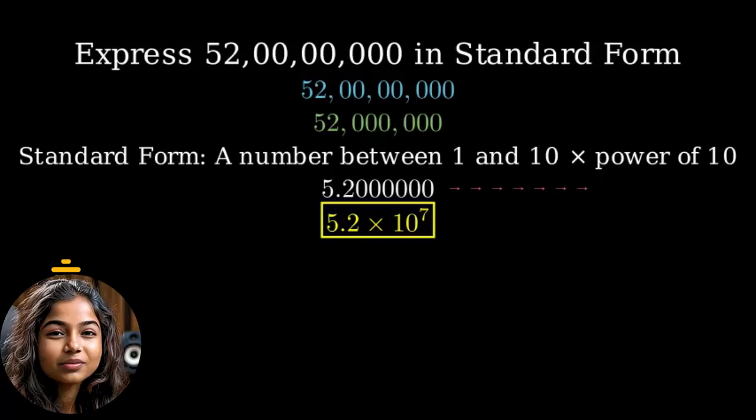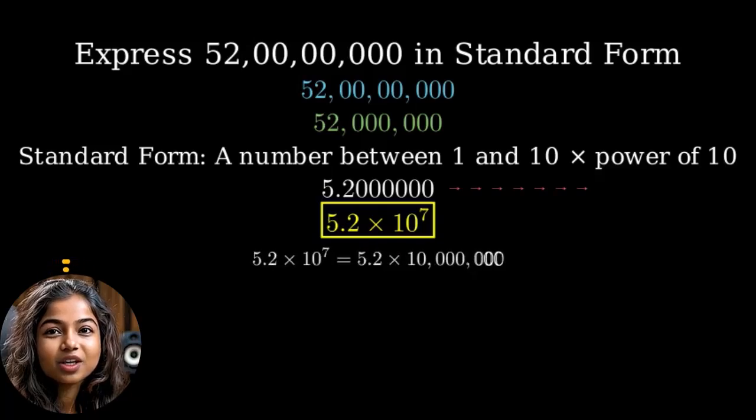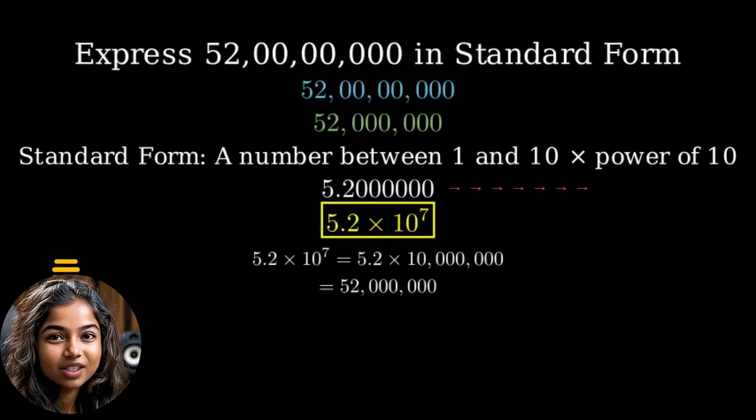Let's verify our answer. 5.2 times 10 to the power of 7 means 5.2 multiplied by 1 followed by 7 zeros, which gives us back our original number, 52 million. In summary, we've converted 52 crore from Indian notation to international notation and then expressed it in standard form as 5.2 times 10 to the power of 7.